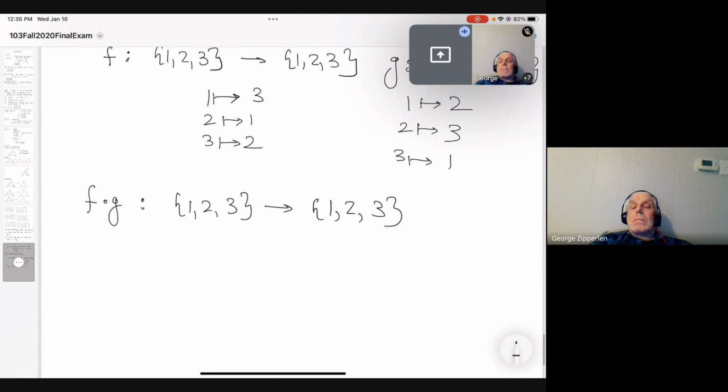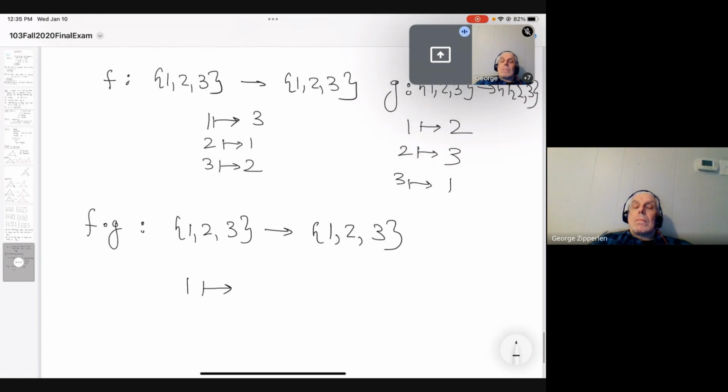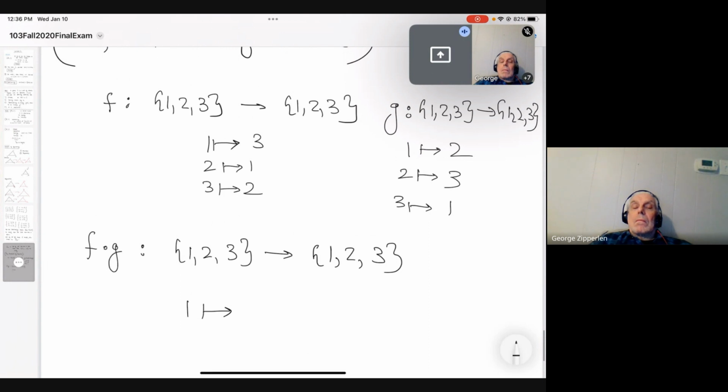And where do I send 1 to? Well, the symbol already tells me what to do. First I'll apply G and then I'll apply F, the outermost order. So first I'll apply G. G sends 1 to 2. And now I'll apply F.